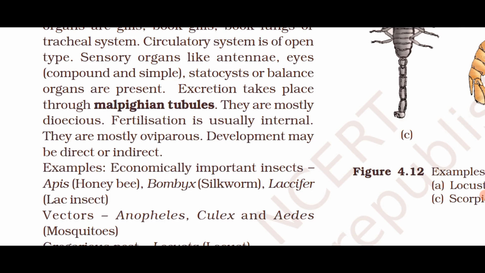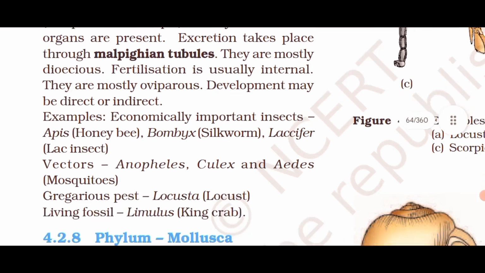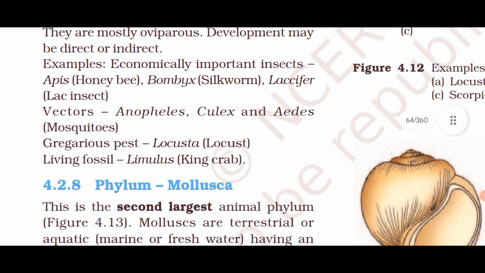Examples: economically important insects: Apis, honeybee; Bombyx, other name silkworm; Laccifer, other name lac insect; vectors: Anopheles, Culex, and Aedes, all are mosquitoes. Gregarious pest: Locusta, other name locust; living fossil: Limulus, other name king crab.